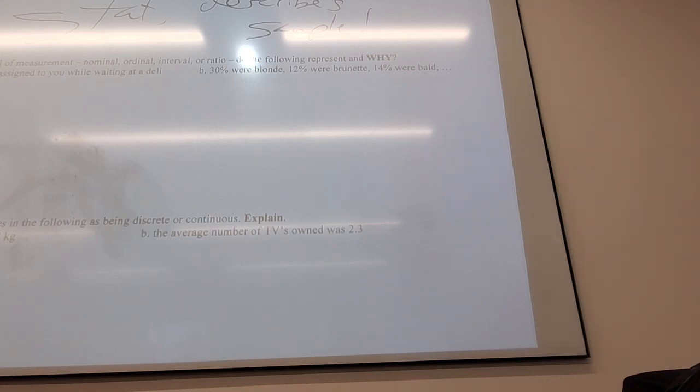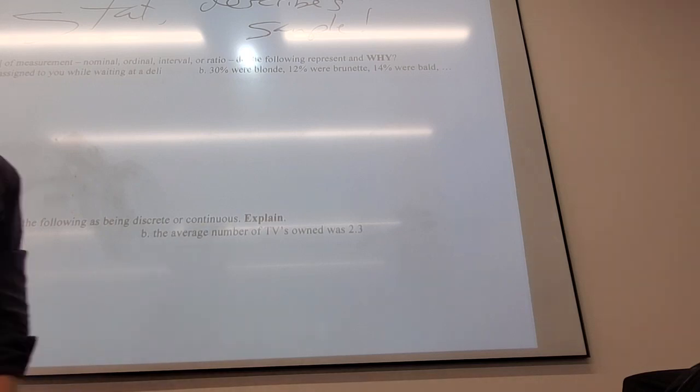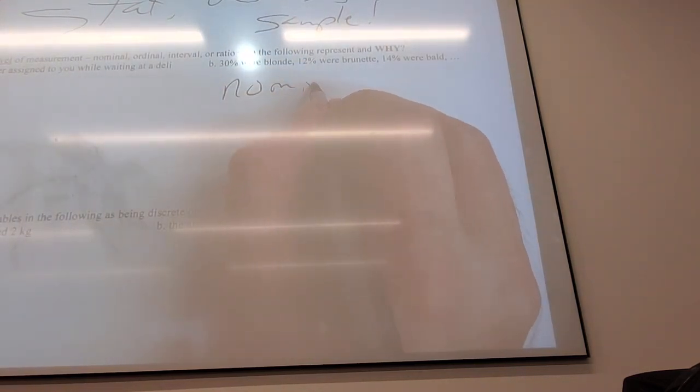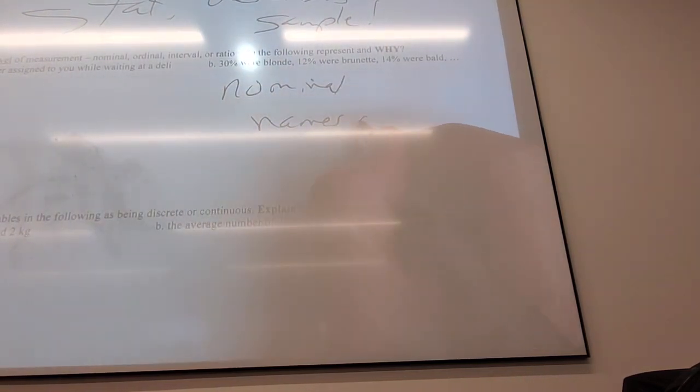It would be more precisely nominal. Nominal and ordinal are both categorical. Ordinal is just names that have an order they want to be in, but they're still categorical. They're still qualitative. For the Y part, you could just say nominal because they're just names of hair colors. Exactly. You can't do math with hair color. Yeah, that works too. Nominal, names of hair colors.